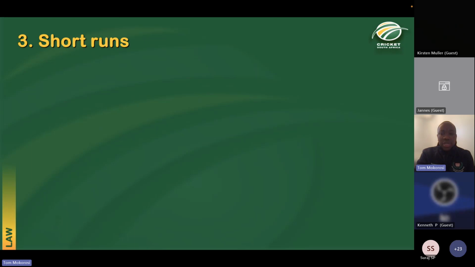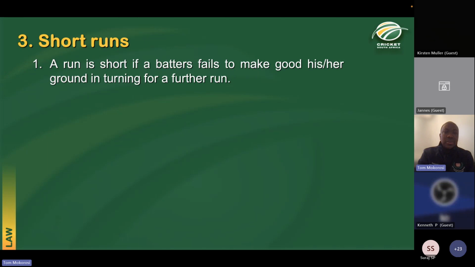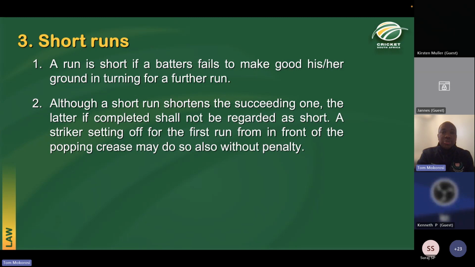Then we have what's called short runs. What is a short run? Well, a run is short if a batter fails to make good his or her ground in turning for a further run. So if a batter or two batters attempt and complete one run, then it will be a run. You can only run short if you are turning for a subsequent run. Although a short run shortens the succeeding one, the latter, if completed, shall not be regarded as short. Only the first one will be regarded as short.